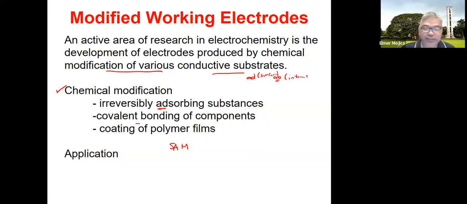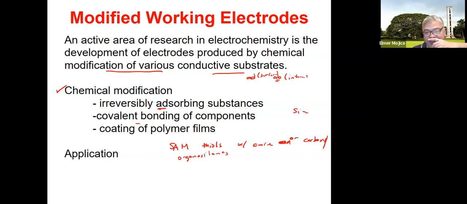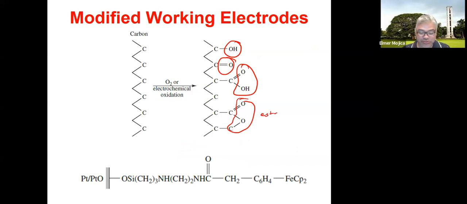So the SAM, usually they use what? Thiols with amine and carboxyl. They can also do organosilane. So organosilane is just this one. This is usually the one that they do in what? Sol-gel process. Okay. Or they can do coating of the polymer film. So they can use here what? Spin coating, dip coating. So among the stuff that they can do here is maybe this one.